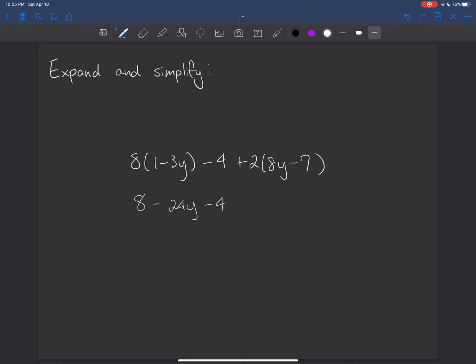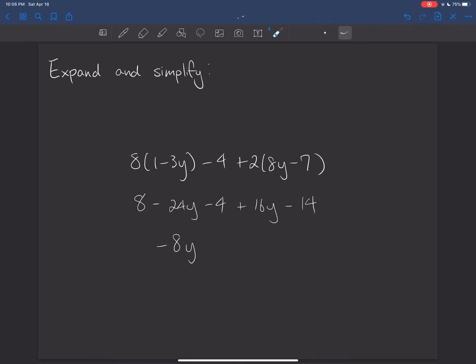Plus 2 times 8y, 16y. Plus 2 times negative 7, so minus 14. Then I group the like terms together. First, I find the negative 24y and the positive 16y. Putting them together would become negative 8y.